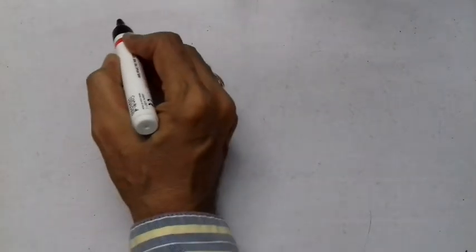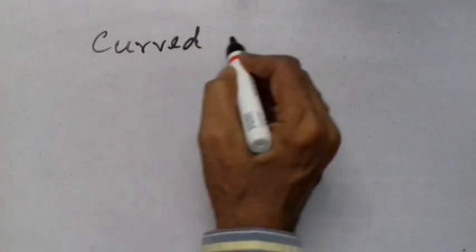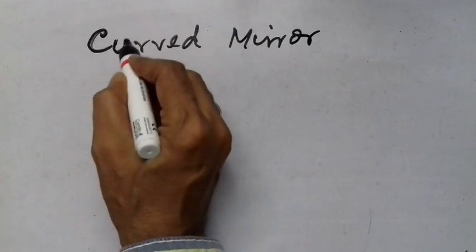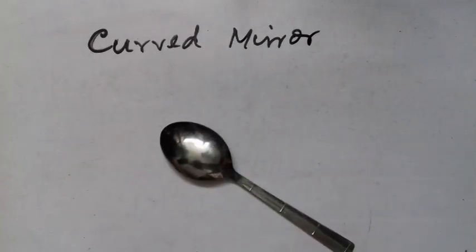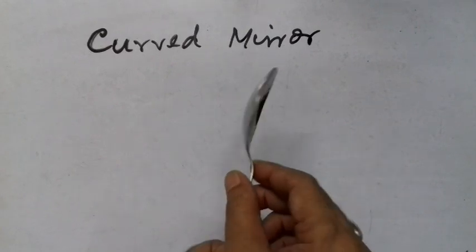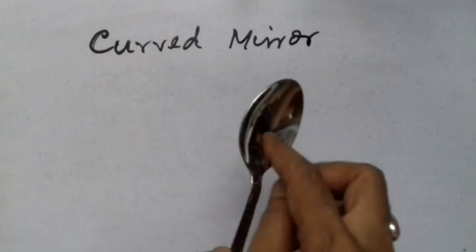So far we have learnt about plane mirror. Now we will try to introduce ourselves with curved mirror, the surface of which is curved. One very common example of curved mirror is a spoon we use every day. This spoon reflects because it is very bright and very smooth.